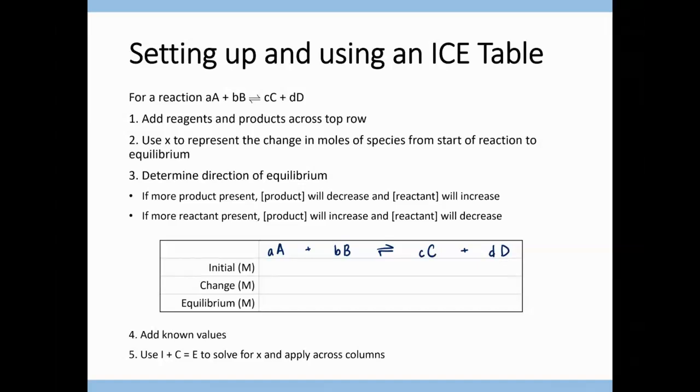Spacing them out because we have more to write in the initial, change, and equilibrium rows. Then if you're given any initial concentrations or partial pressures, you put that in the first row. In the change row, we're going to use X, or some variable, I choose X, to represent the change in moles from initial to equilibrium.